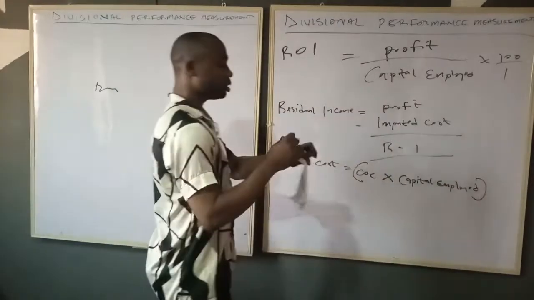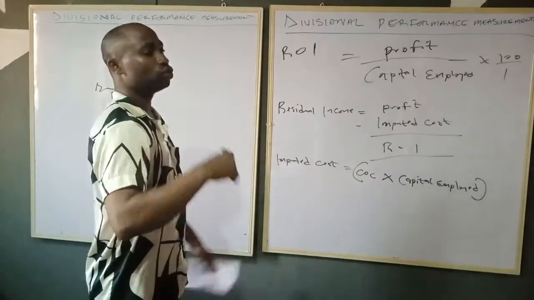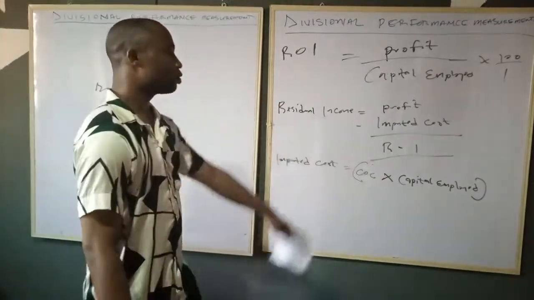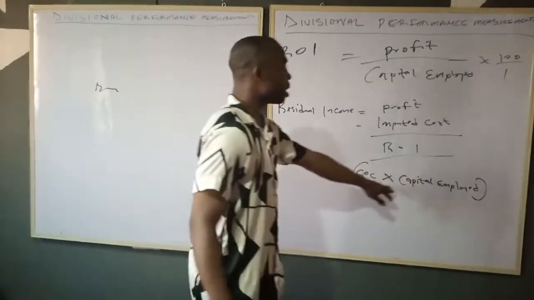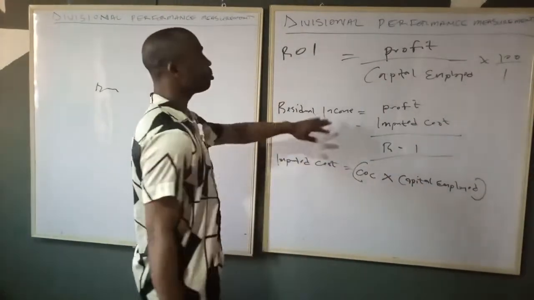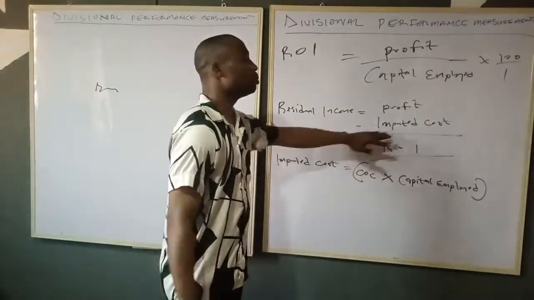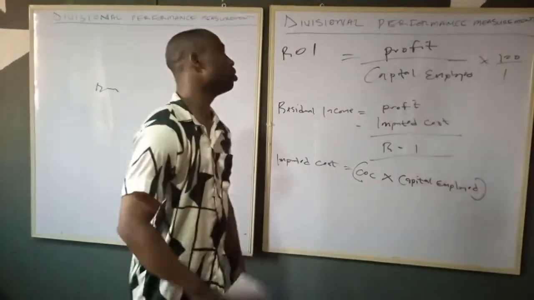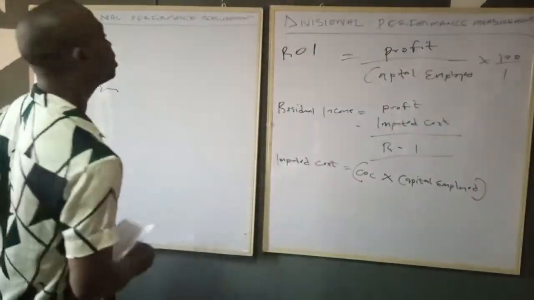Capital employed means the assets that we are using to run the business. So that is what they call capital employed. Now to get our imputed cost: cost of capital multiplied by capital employed. When we get our imputed cost, to get our residual income is profit minus imputed cost. Then we get our residual income. So this is the formula that we are going to be using. We can get it down like that.